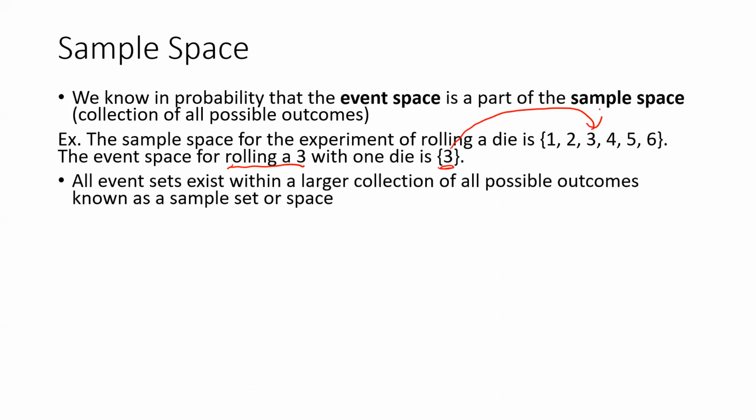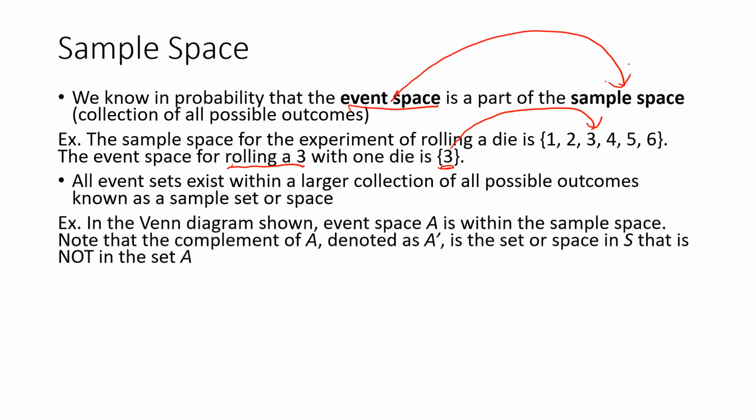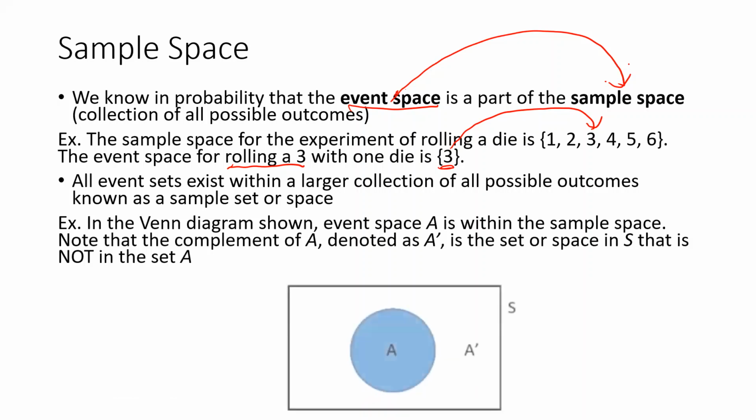So again, key thing here is that all the event spaces will exist inside of a larger collection of possible outcomes, and that larger set of all possible outcomes is called the sample space. So essentially, the event space, which is the outcomes that we're interested in, all belong inside of a sample space, which is a collection of all the possible outcomes. So in the Venn diagram shown, I'm just going to show you what the Venn diagram looks like.